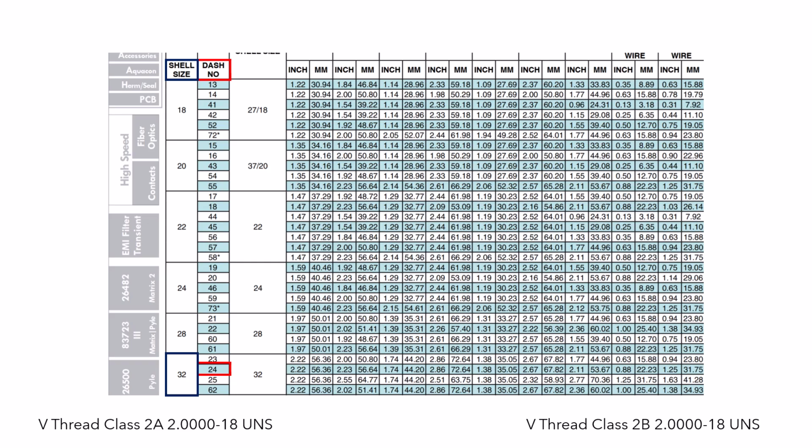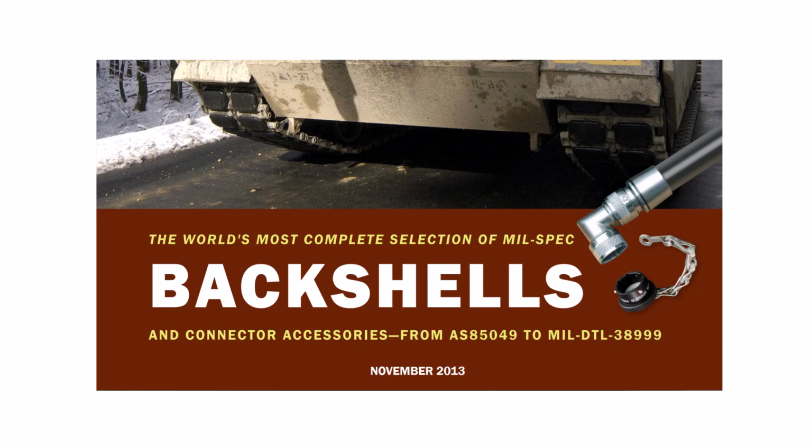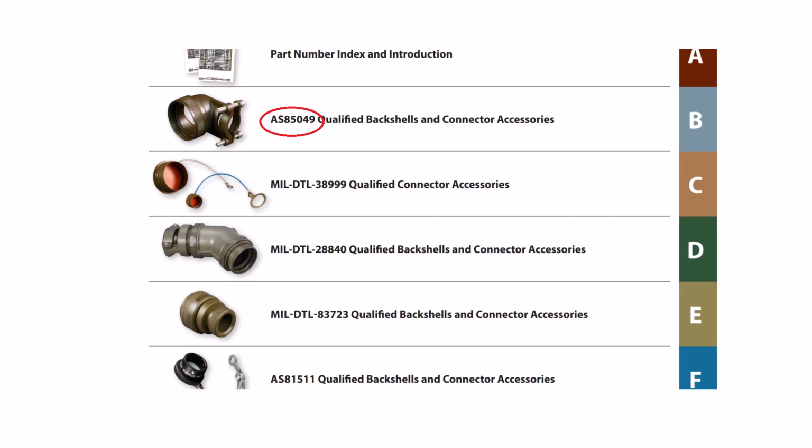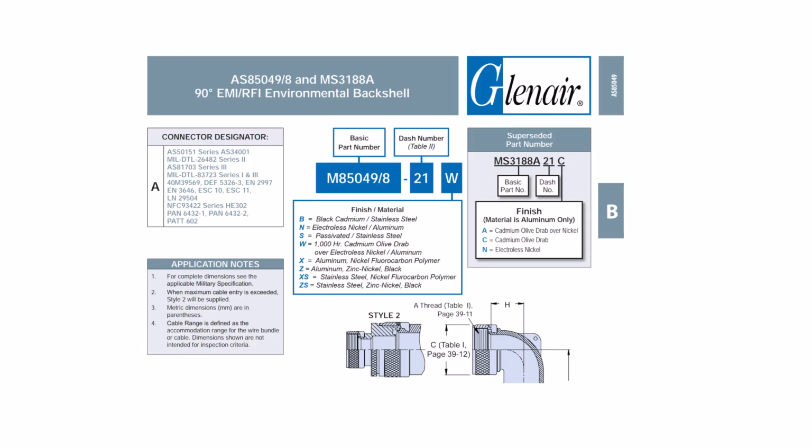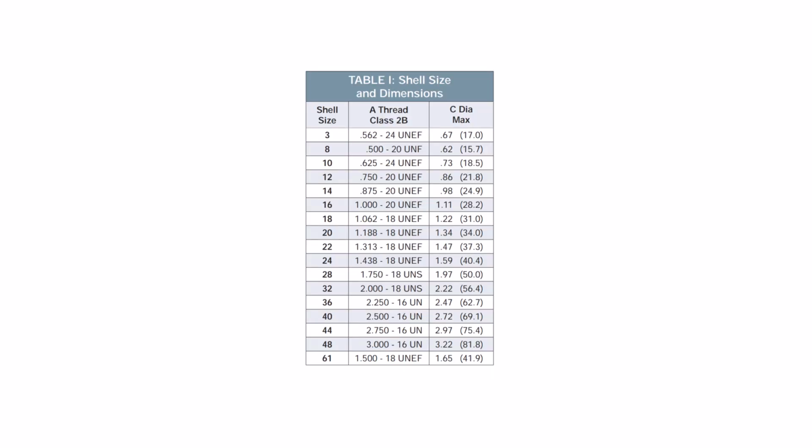In this case, you can switch over to Glenaire's Backshells and Connector Accessories catalog. Its index tells us to look in Section B for the 85049 backshell series. Page B23 is where you will find information on the backshell. This page directs you to page 39-11 to view the thread, but this page does not exist. What you could do is scroll down to page B27. Here you will find a table 1 with the shell size and dimensions, and we can see that shell size 32 is indeed a thread class 2B 2.0000-18 UNS. Now you will be extra confident your backshell and connector will fit.